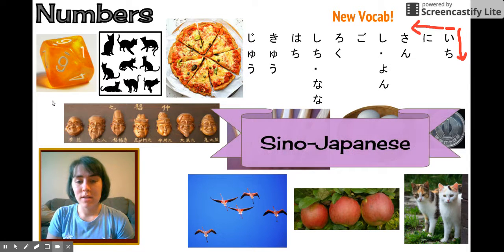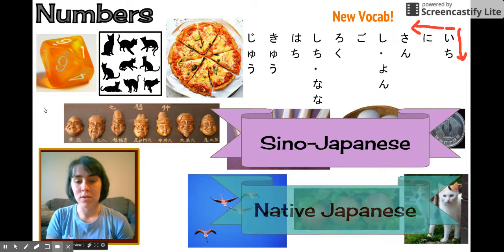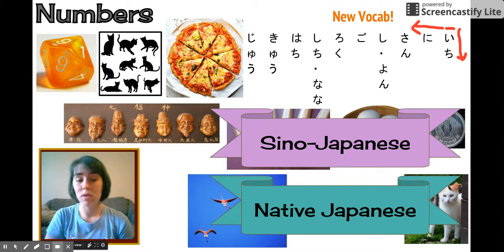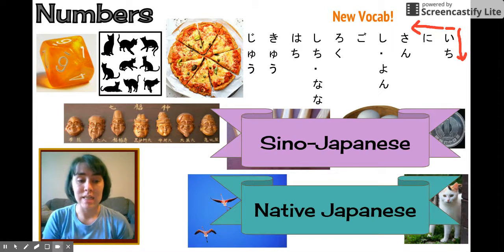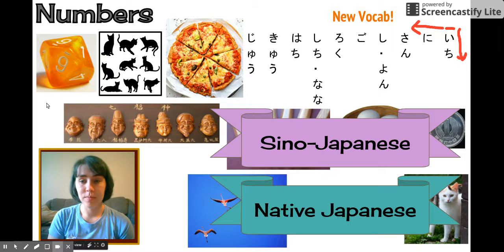In Japanese, there are Sino-Japanese numbers, which are the pronunciations of numbers that come from Chinese and are pretty much attached to the kanji. And there are also native Japanese numbers, which are the numbers as they existed before the influence of the Chinese language on the Japanese language. But we'll talk more about that at a later date.